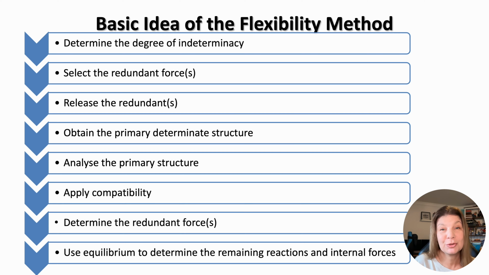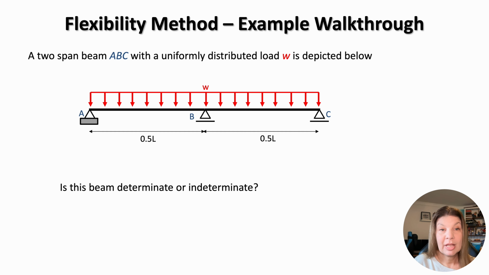and logical solution process. So now that we've looked at the general procedure of the flexibility method, let's apply those steps to a simple example. We'll consider this two-span continuous beam. It's subjected to a uniformly distributed load over the entire length.